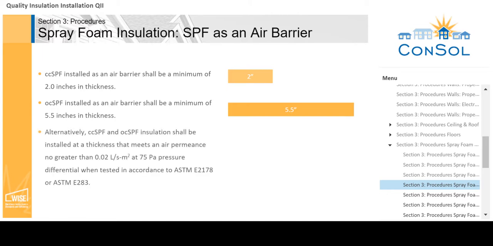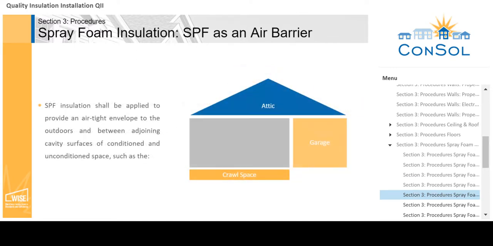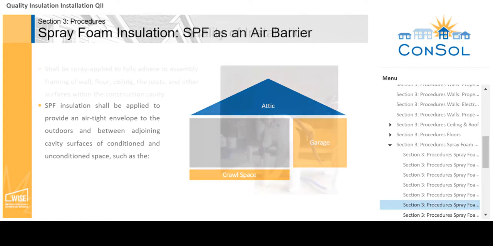Alternatively, they can be installed as a thickness that meets an air permeance of no greater than 0.02 liters per second per square meter at 75 pascals pressure differential when tested in accordance to ASTM E2178 or ASTM E283. SPF insulation shall be applied to provide an airtight envelope to the outdoors and between adjoining cavity surfaces of conditioned and unconditioned space, such as the attic, garage, and crawl space.